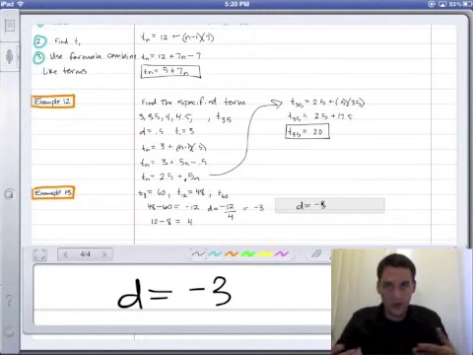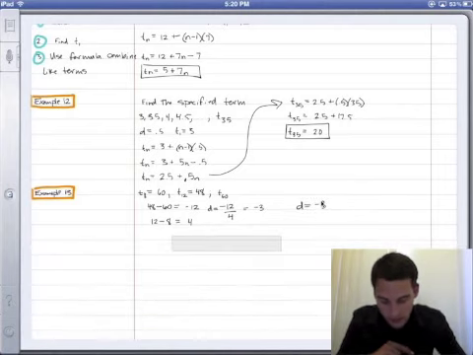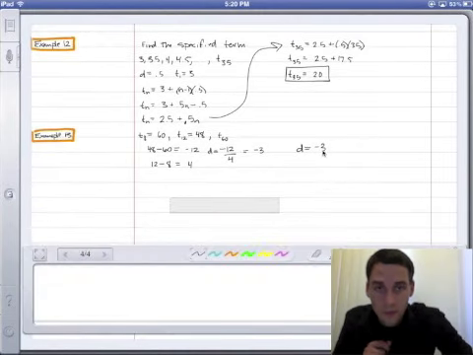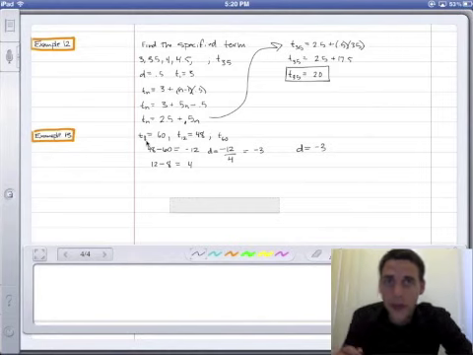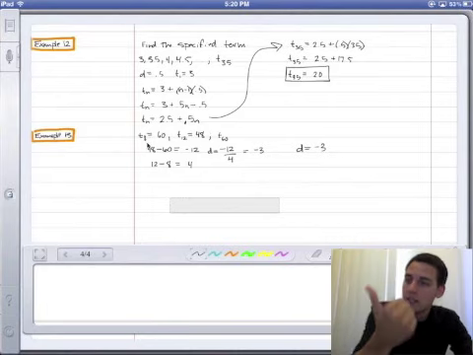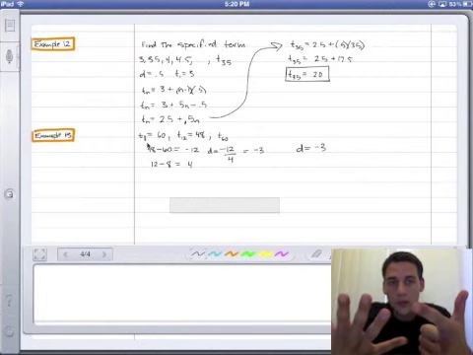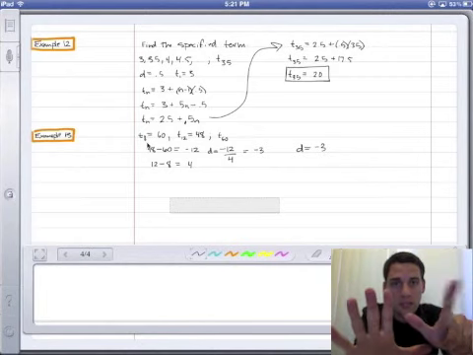Now I want to find the first term. It's kind of the same steps, just a little bit more thinking. How do I find the first term? Well, I have d, and I have a starting term, 8. How many terms do I have to go backwards from 8 to get to term 1? Well, let's count it. 8, 7, 6, 5, 4, 3, 2, 1. I had to go back 7 times.